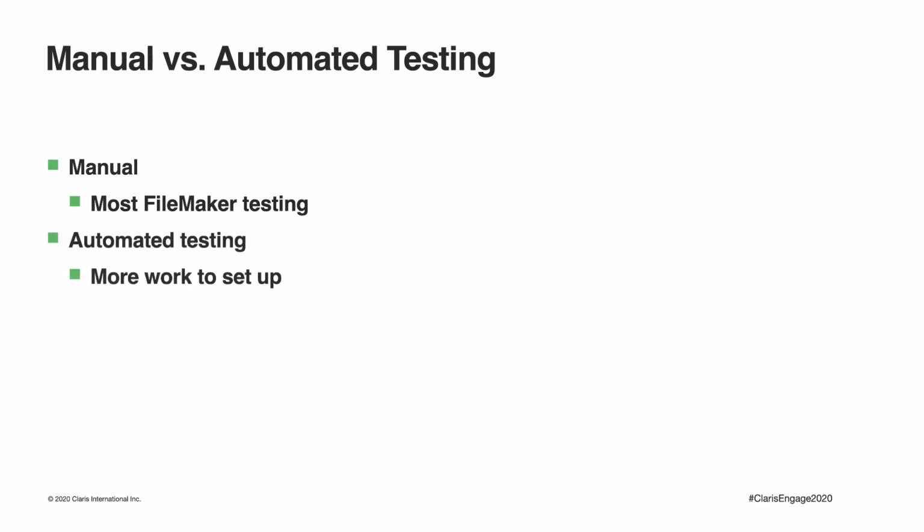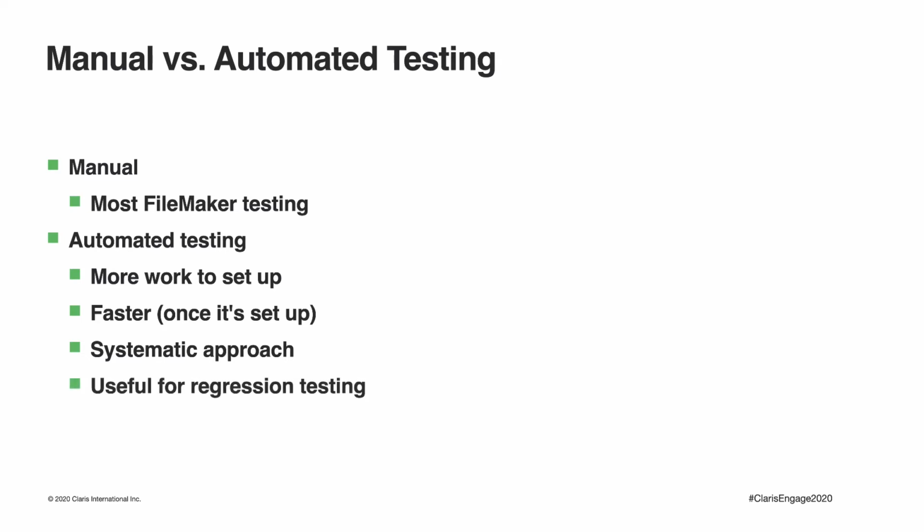To start with, let's recognize that it would be quite a bit more work to set up automated testing. But once it's set up, you could run those tests quickly. And they would offer a systematic approach to testing. You would no longer be relying on how motivated and focused your tester happens to be at the time when they're doing the testing. And having a comprehensive suite of automated tests would be really useful for regression testing, the goal of which is to make sure that our code changes didn't break any existing functionality. So if we were to do automated testing, how would we go about it?